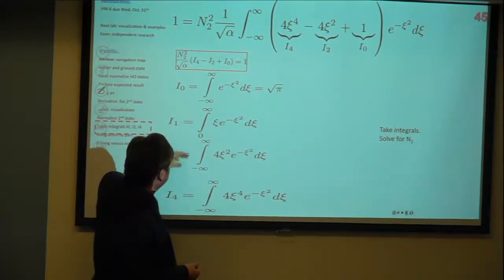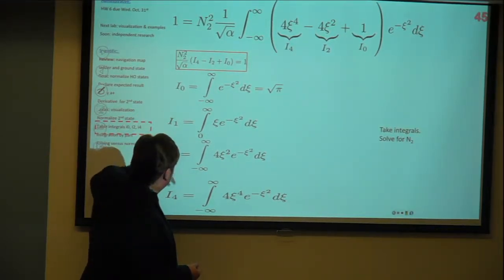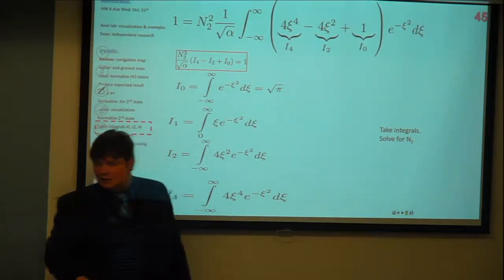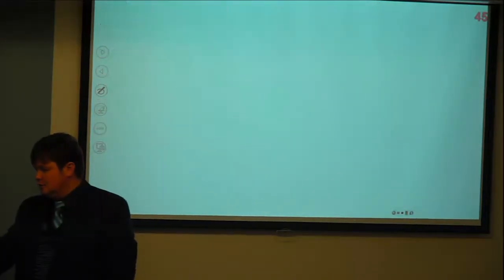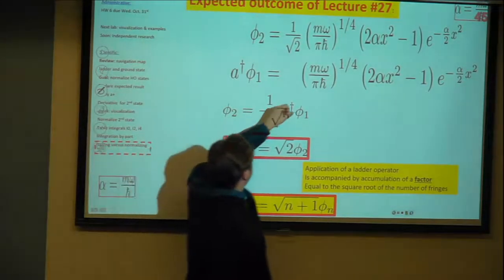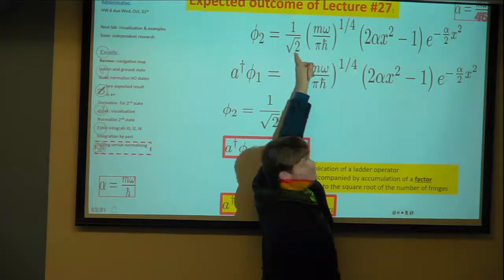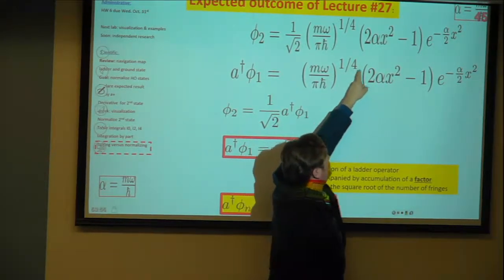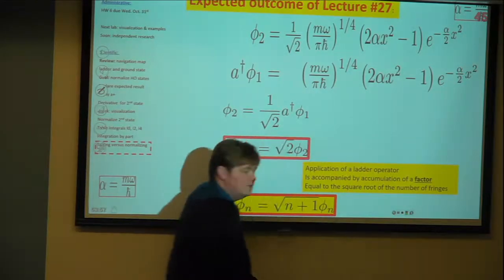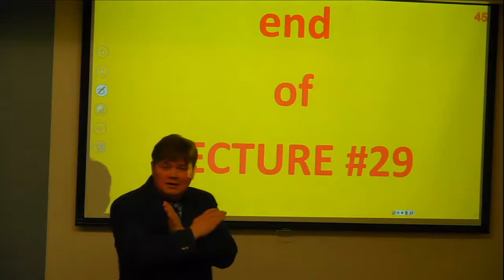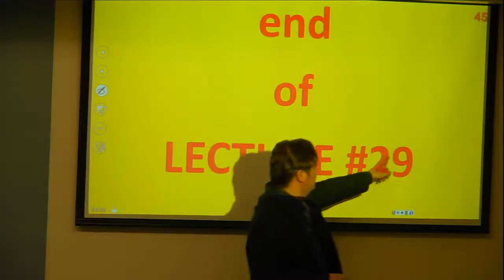So then, taking these three things, plugging them in, and solving for N2, the normalization factor. If you do it carefully, the right answer will be here: 1 over square root of 2, this combination of factors, and then the polynomials that we know about. There's an error. There should be number 7.